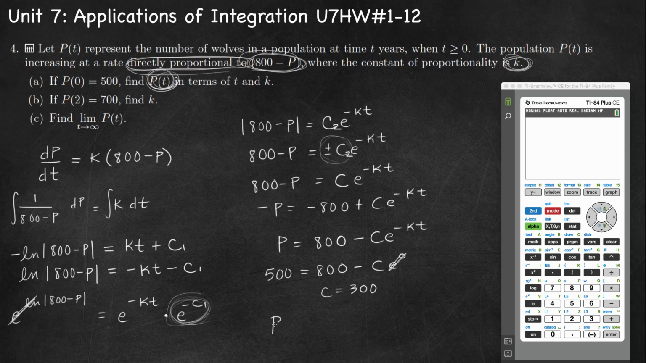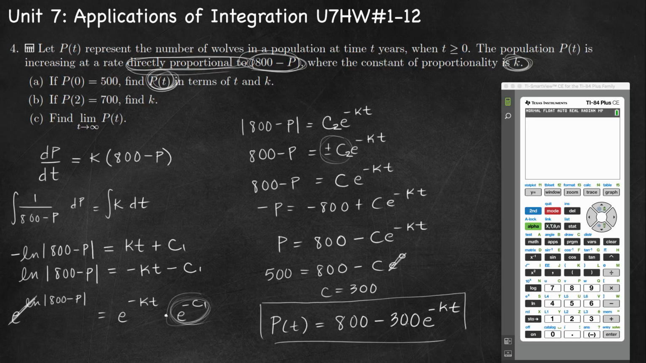So my solution is going to be p equals, if I want to switch back to function notation now I can, p of t equals 800 minus 300 e to the negative kt. And then in part B, we're given another point on the function p, and that's going to allow us to solve for k.